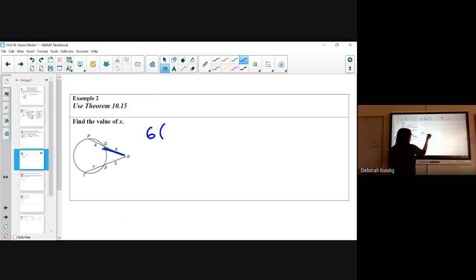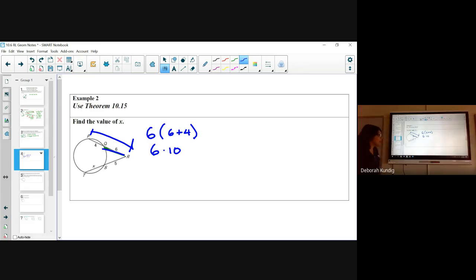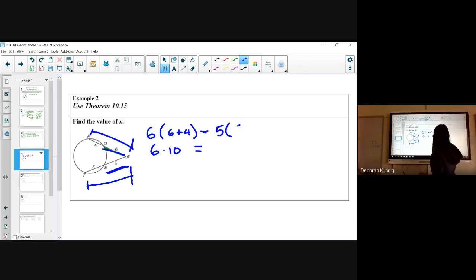So the outer times the whole thing. The whole thing is that outer piece plus that inner piece. So it's 6 times 10 for that piece is equal to the outer 5 times the whole piece of 5 plus x. So in this one, it's not just combining and simplifying. I'm going to have to distribute to both of these terms.